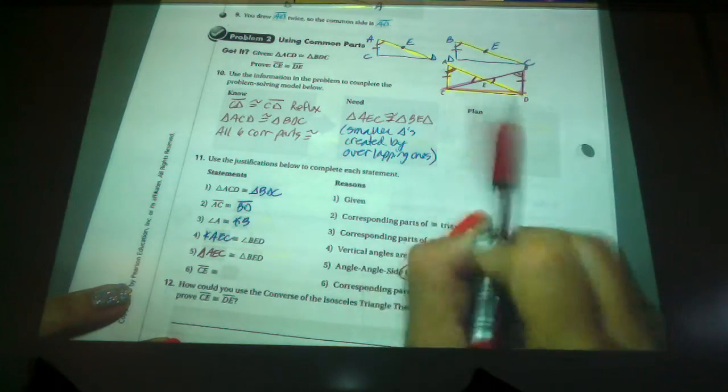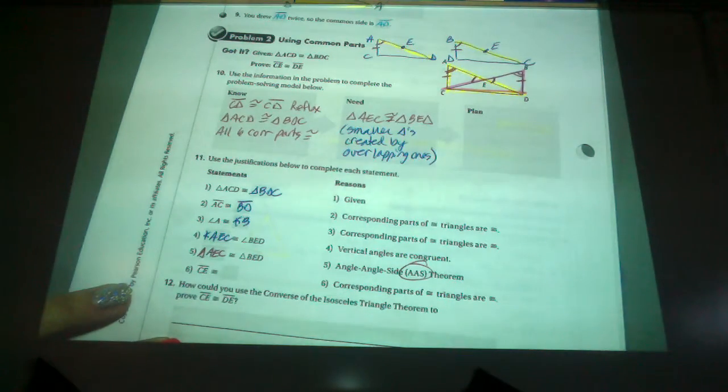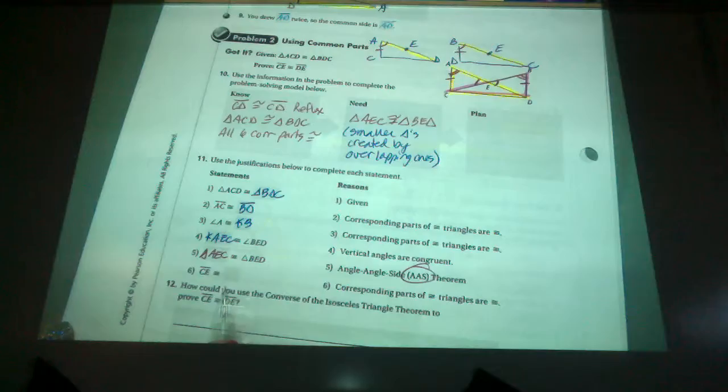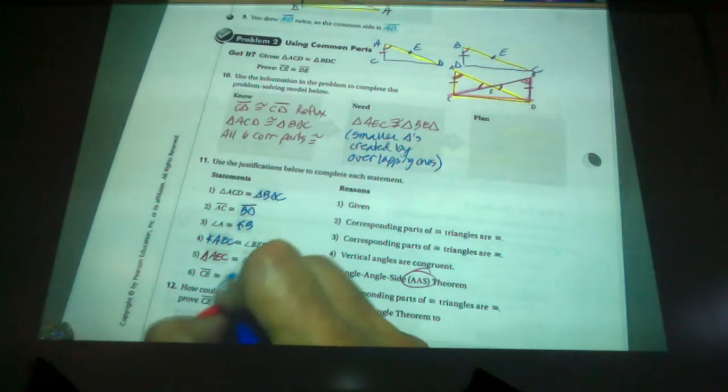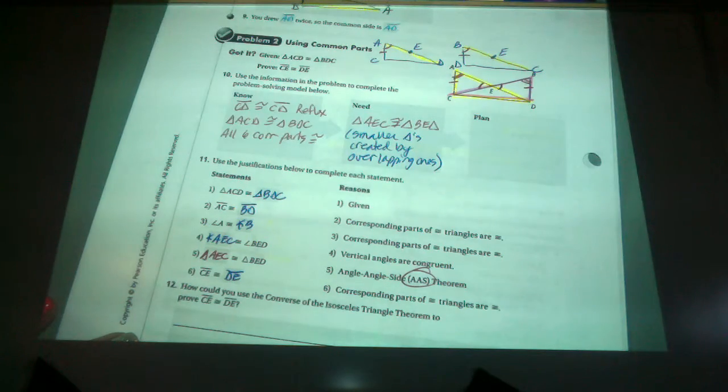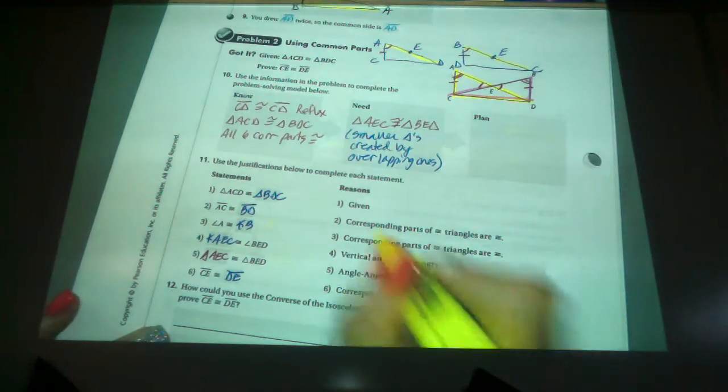And isn't our goal to get to CE is congruent to ED? And aren't those parts of those smaller triangles? True or false? Yes or no? Yep. And so that's what they go directly to is their proof statement. So their proof statement, DE is congruent to CE. And the reason for that, again, is corresponding parts of congruent triangles. So they've used that 3 different times.